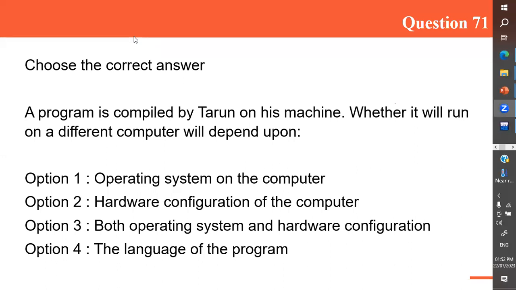Okay, so this one, what's the answer? I think I got different answers. Where are the answers? Option four, you said. The language of the program. Okay. So the program is compiled by Tarun on his machine. Whether it will run on a different computer will depend on. Okay, language dependency you are telling. Okay, can be considered. But there are programming. Okay.